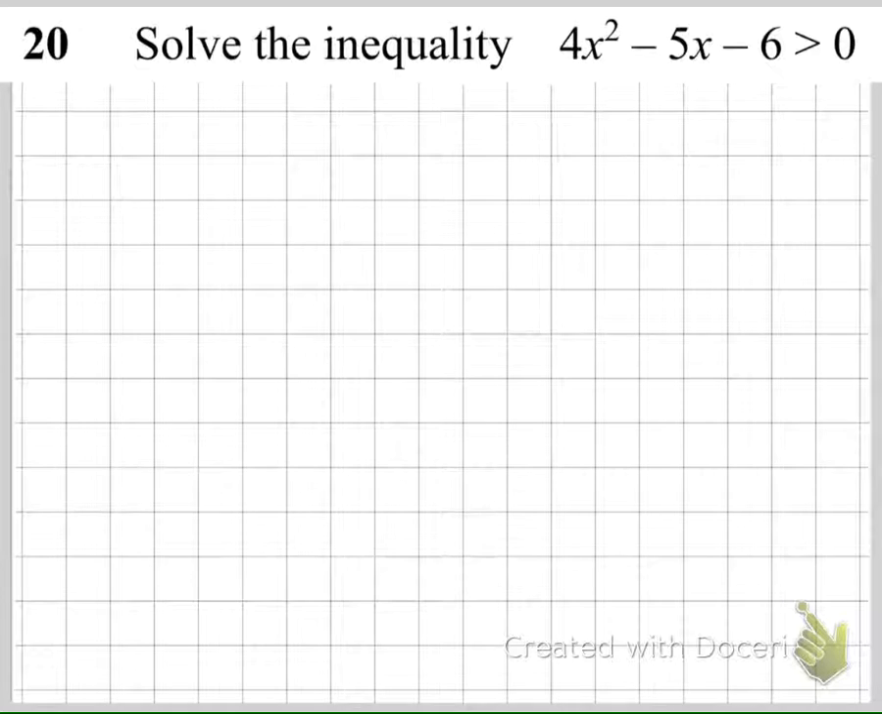So to solve these, you first need to factorise. So 4x squared minus 5x minus 6, we need to factorise that. So note what AC is, 4 times minus 6, and B is minus 5. And we're looking for two numbers that times to give minus 24, and which add to give minus 5. And after a short search, you should find that those are 3 and minus 8.